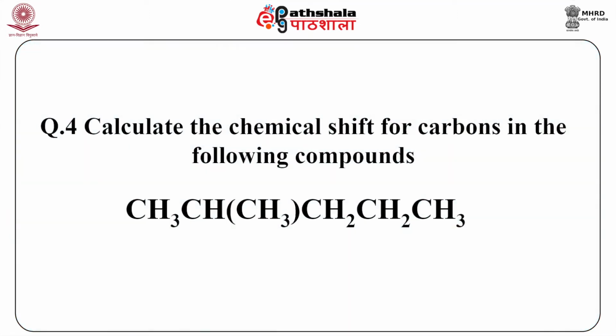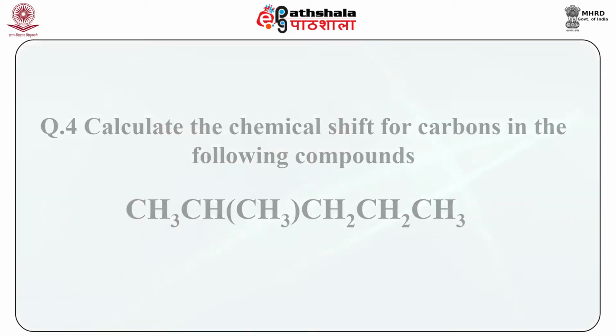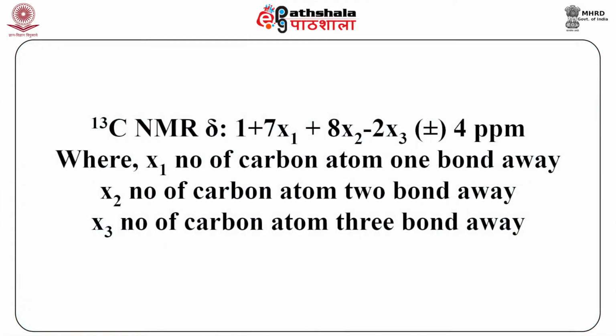Let's look into the next parameter, how to calculate the chemical shift for the carbons in any of the examples. For convenience, we have taken an example of a compound CH3, CH, CH3, CH2, CH2, CH3. For acyclic compounds, the chemical shift for carbon-13 NMR can be calculated from the formula: 1 plus 7x1 plus 8x2 minus 2x3, plus or minus 4 ppm.